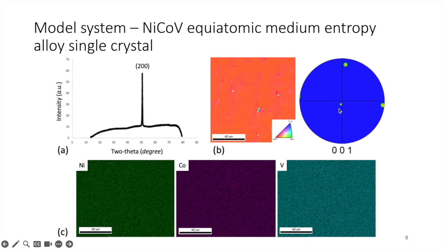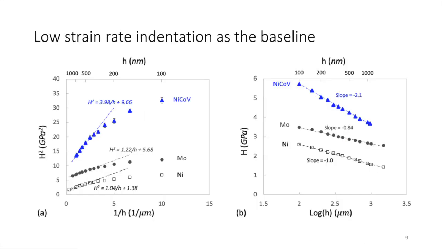We further performed the EDS to look at the chemical distribution. For nickel, cobalt, and vanadium, there's a uniform distribution telling us there's no presence of second phases or chemical segregation. Before performing the high strain rate nanoindentation, we started the work by doing the low strain rate indentation and using the results as the baseline.